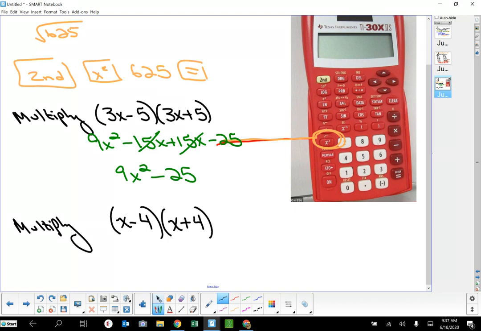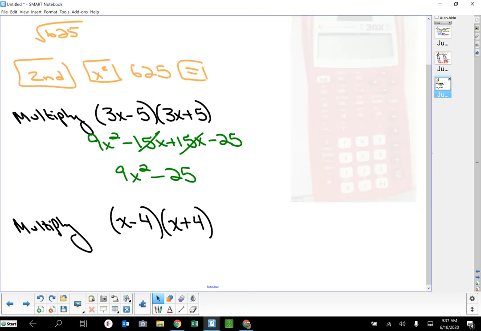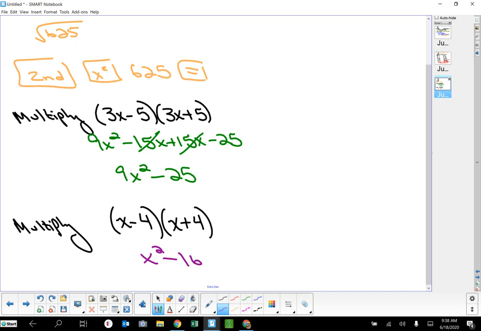All right, and while you're doing that, I'm going to get rid of a couple of things here. Okay, so if you multiplied this all out correctly, I'm not even going to show all the steps. I'm just going to show the answer. You should get x squared minus 16.